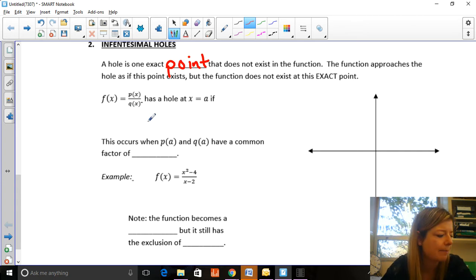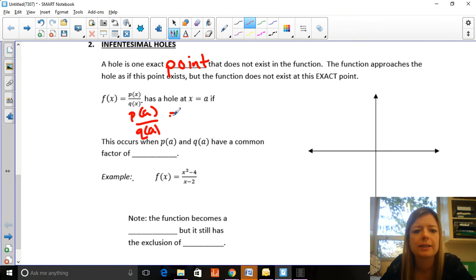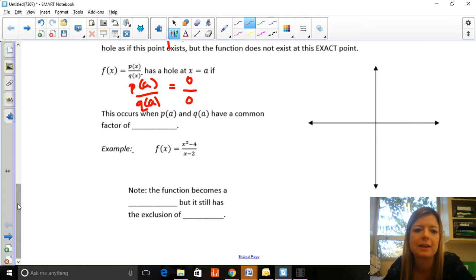So this will happen if P at A divided by Q at A is 0 divided by 0. If a value makes the top and the bottom, the numerator and the denominator, 0, then that's an infinitesimal hole. Okay, and this happens when there's a common factor.